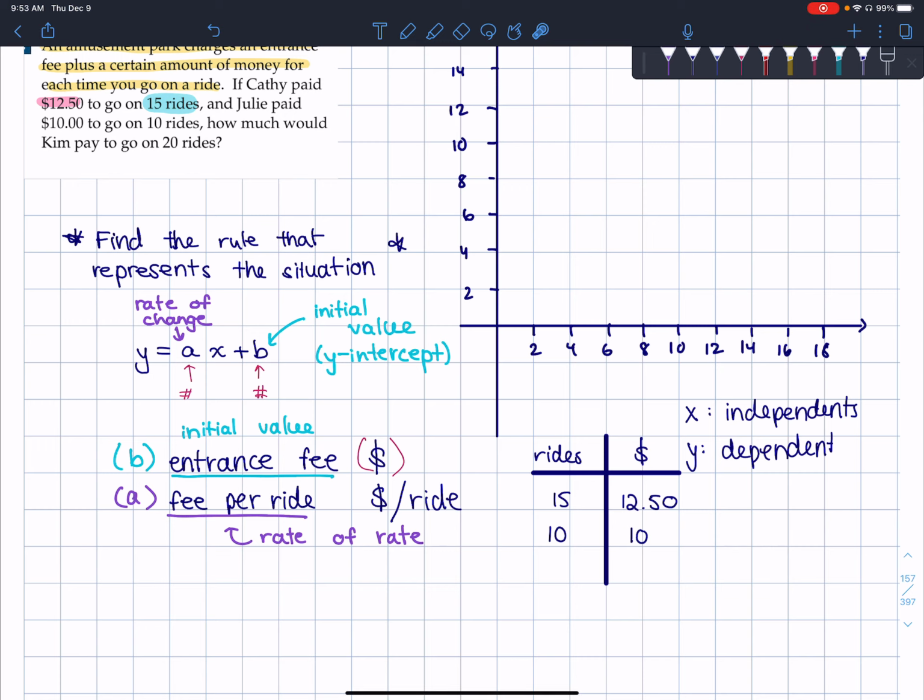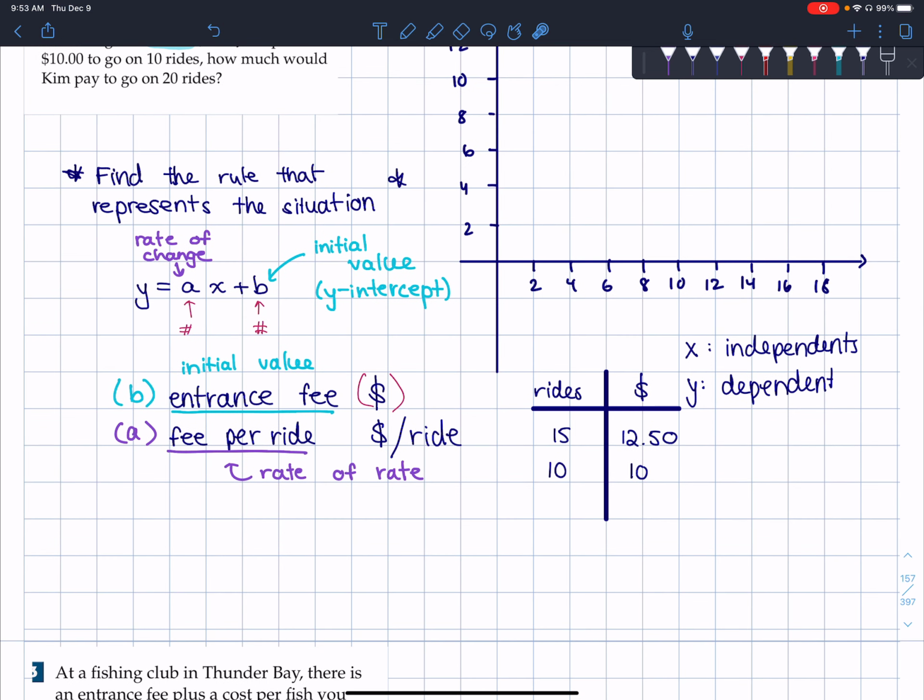I'm going to encourage you to pause, think about that, maybe rewind and play it again. So the number of rides depending on the amount of money doesn't really make any sense. If you just give them a certain amount of money, you're not going to have magically ridden a certain number of rides. But if you go on a certain number of rides, you owe the amusement park a certain amount of money. That's how it works. So for each ride, you are paying more money.